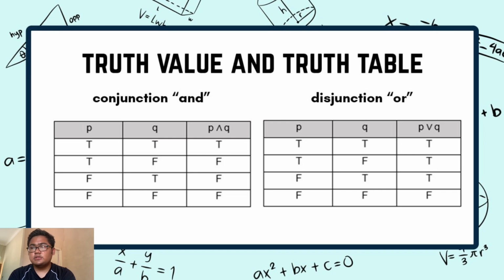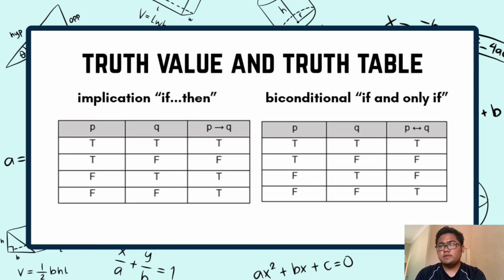So disjunction, or: if P is true and Q is true, P or Q is true. If P is true and Q is false, P or Q is true. If P is false and Q is true, P or Q is true. And if P and Q are both false, P or Q is false.